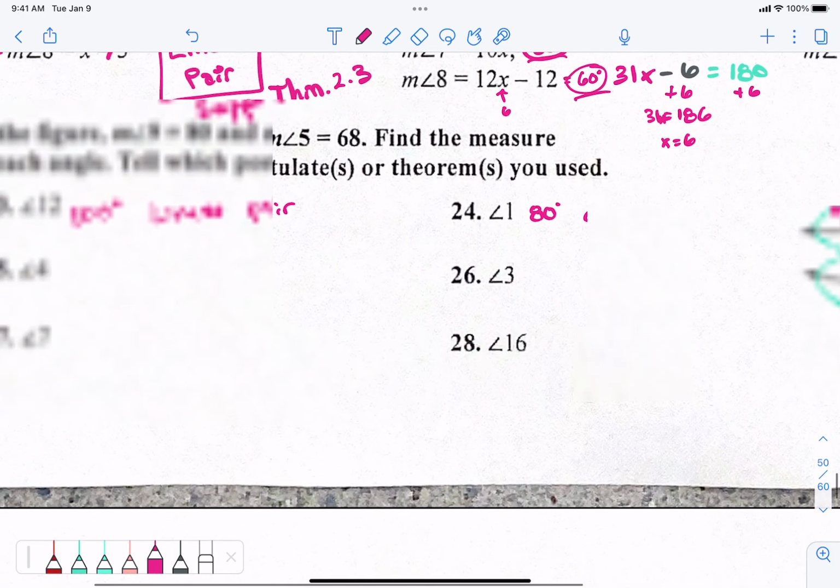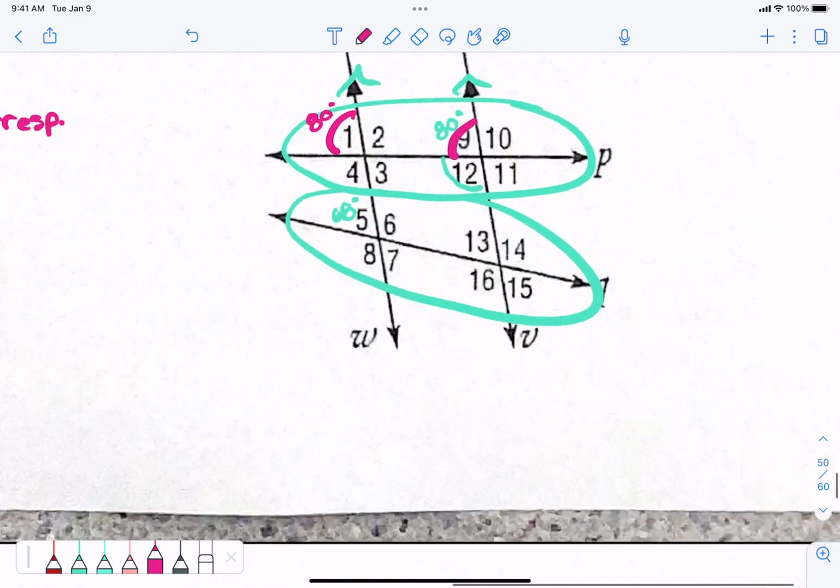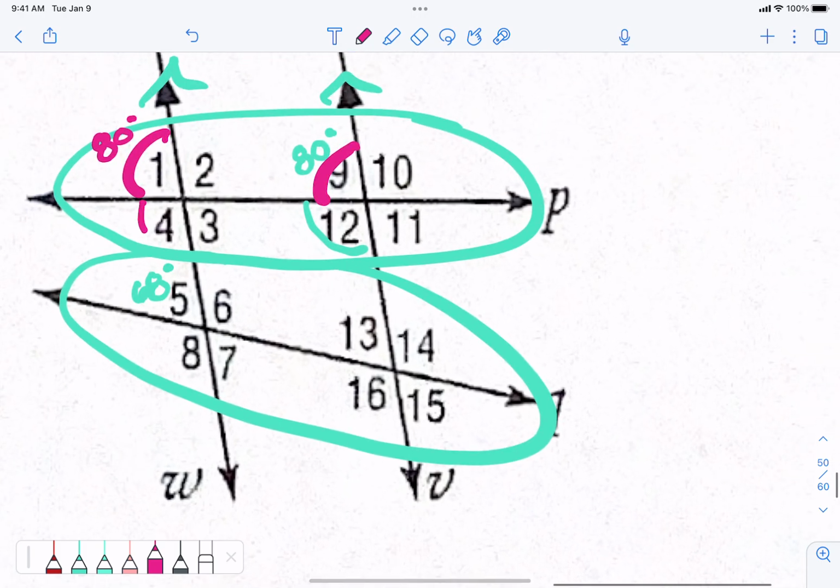Okay. Now we bump down to angle 4, which is this one right here. In relationship to the original one that we were given, I know it's a linear pair to angle 1, but in relationship to angle 9, does it have a relationship? Not really. It doesn't have an angle pair relationship. So what is it though? It's going to be 100, right?